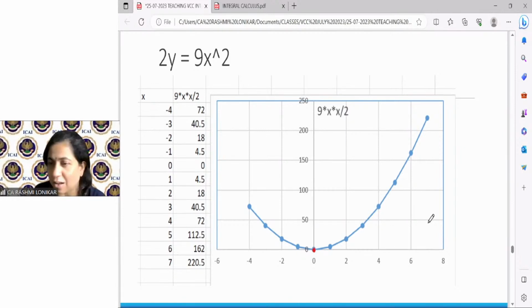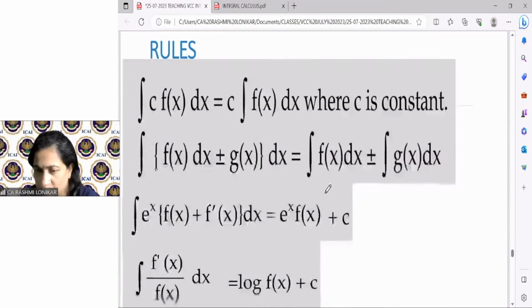Isn't it amazing how just by knowing the gradient, you are able to find the actual curve? Or sometimes I already have a curve, like my instrument has plotted the curve, and I can find the slope using differentiation. These are the practical ways in which you could use integration.